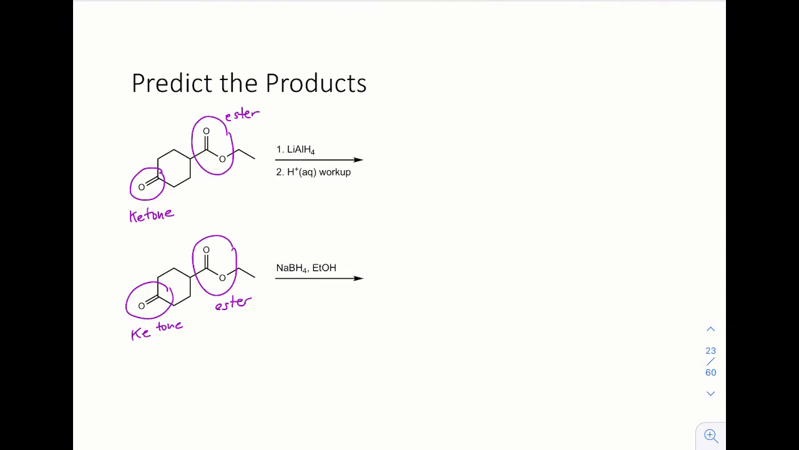Our first step is identifying the functional groups in the reactant. There's a ketone and an ester. Both of these functional groups react with lithium aluminum hydride. The ketone will react with one equivalent of hydride and generate, after the workup step, a secondary alcohol. The ester will also react with lithium aluminum hydride, as we know.